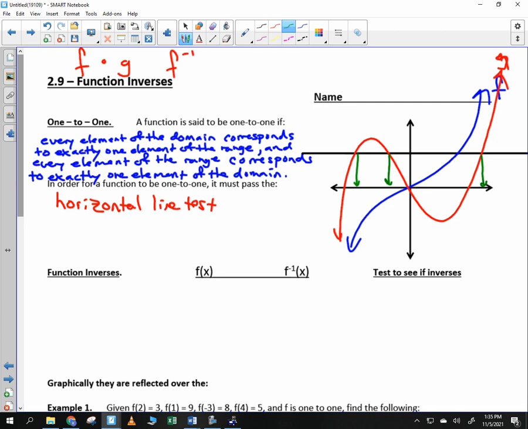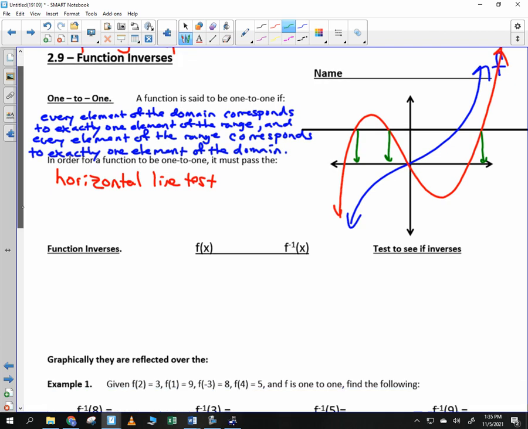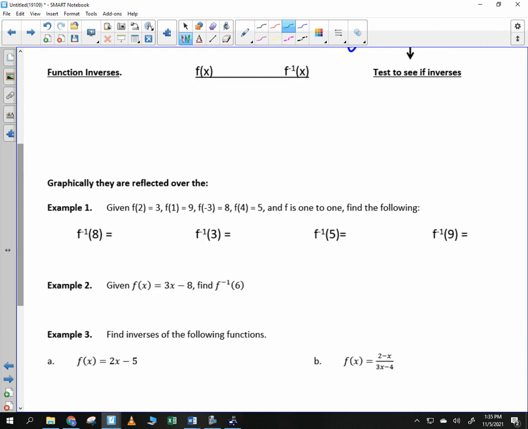So, in order for functions to have inverses, they must be one-to-one. So we're not going to be talking about the functions in red today. We're going to be talking just about the functions in blue. We good? All right. Very conceptual at the beginning of class. Then we get to examples, and that will help out.